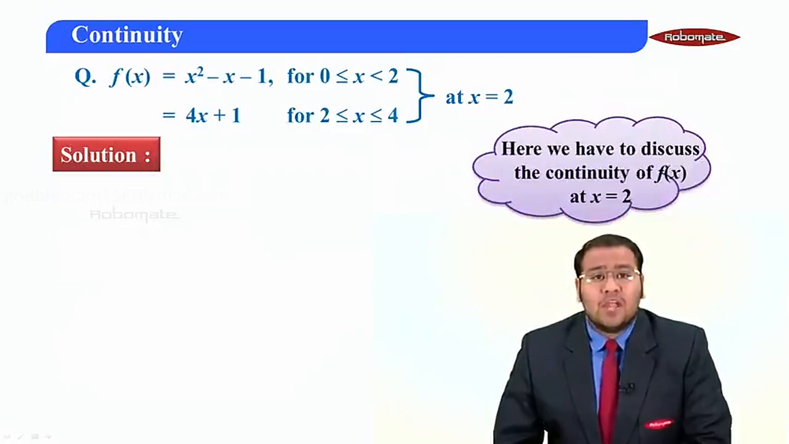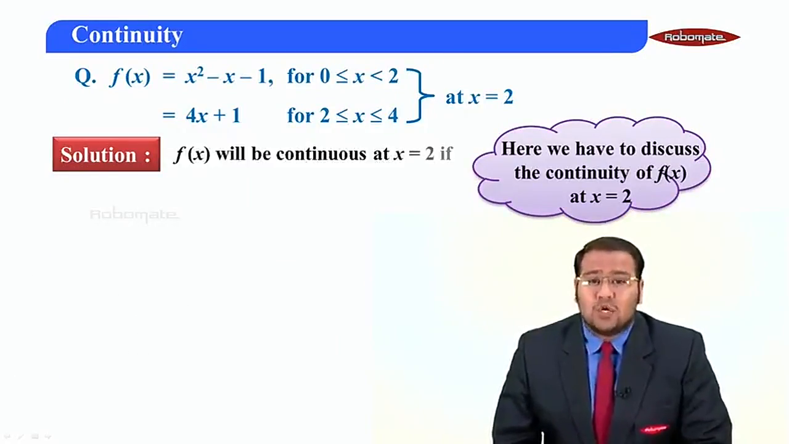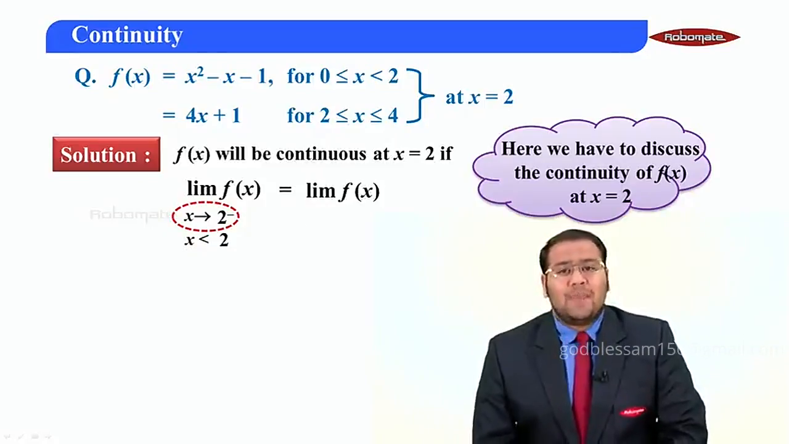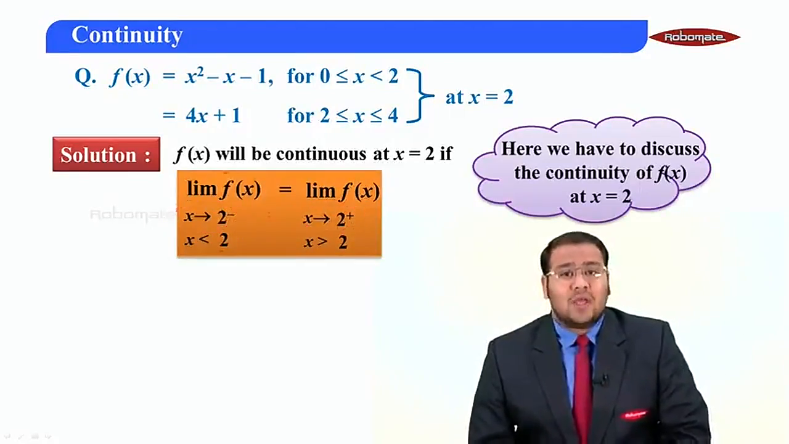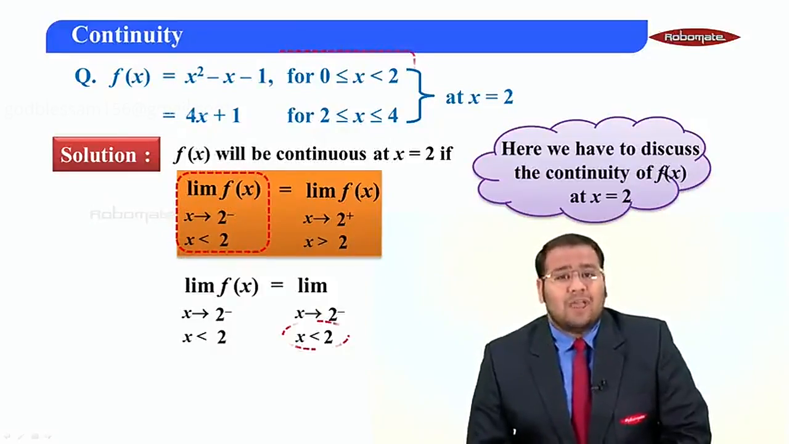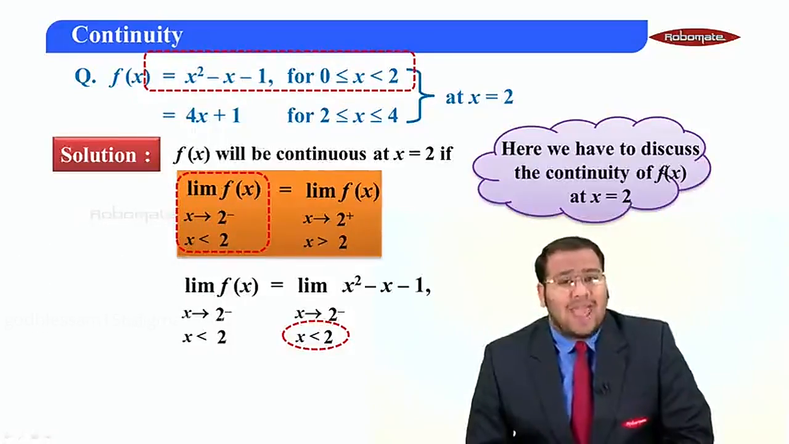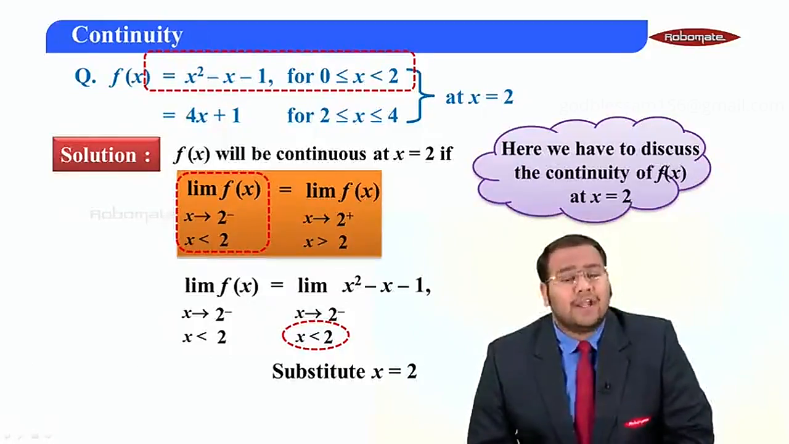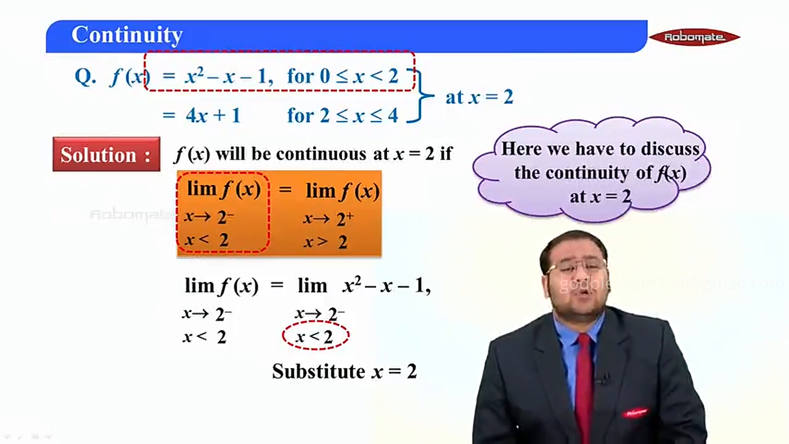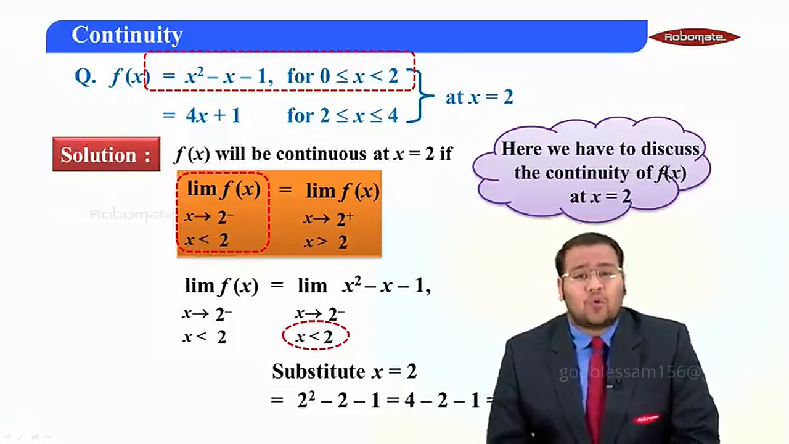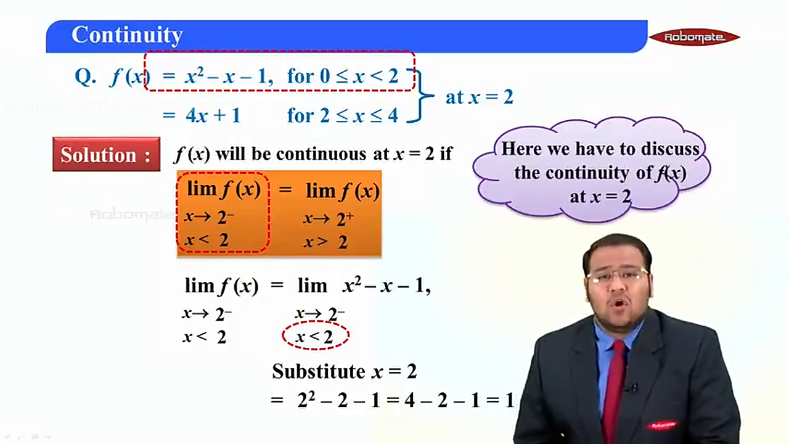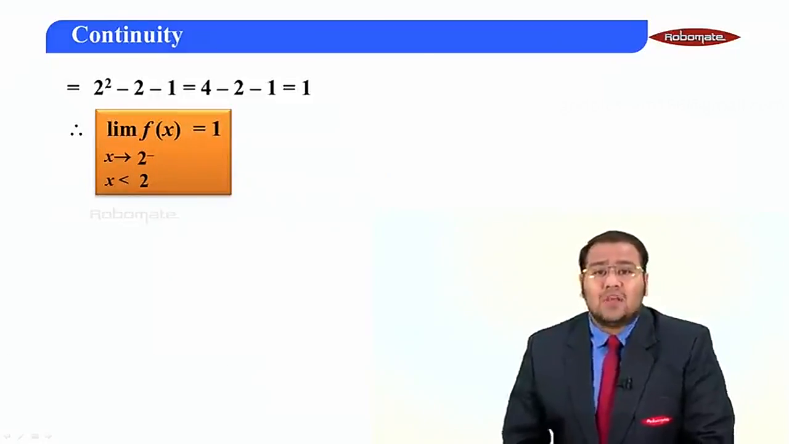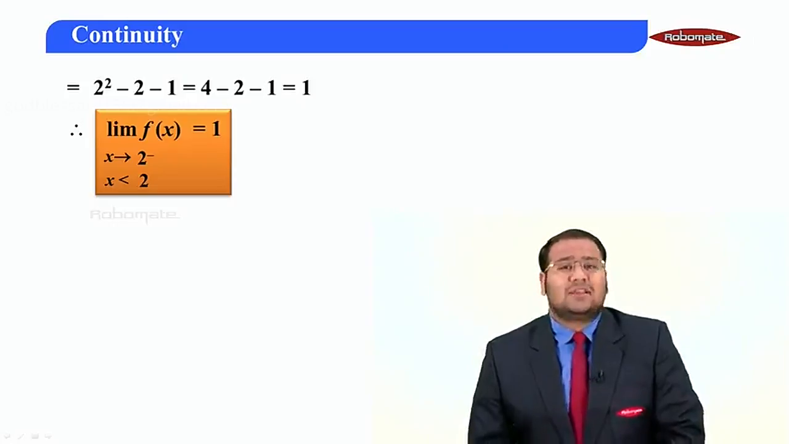You have a function. Here we have to discuss the continuity at the point x equal to 2. So a function will be continuous at x equal to 2 if and only if the limit as x tends towards 2 minus of f(x) is equal to the limit as x tends towards 2 plus of f(x). In this case, we already have the value for 2 minus, which is x square minus x minus 1. Substitute x as 2. Why is it so? For continuity at the point x equal to 2, hence substitute x as 2. Your equation would be 2 square minus 2 minus 1, which is equal to 4 minus 2 minus 1, whose answer is 1. Therefore I can say the limit of f(x) when x is tending towards 2 minus is nothing but 1.